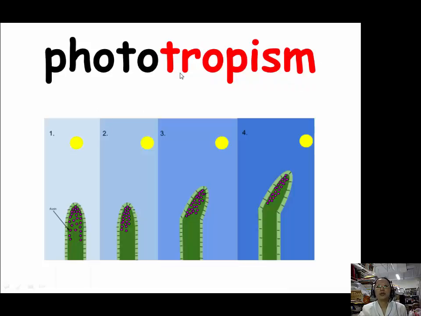And for tropism, our example is phototropism. Phototropism is a tropism of an organism in response to the source of a light stimulus. Like in this picture, when the light direction is changed, one side is stronger and the other side is weaker, we can see the plant is growing toward the light, which is called phototropism.